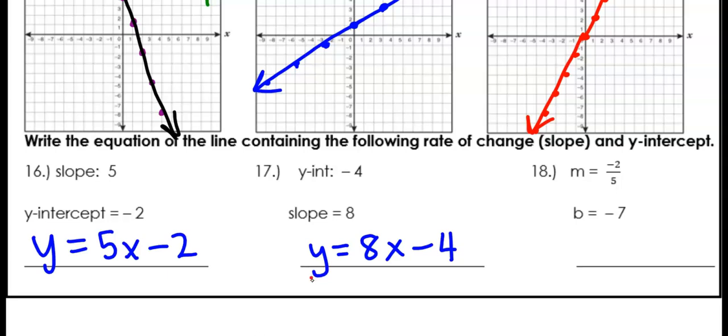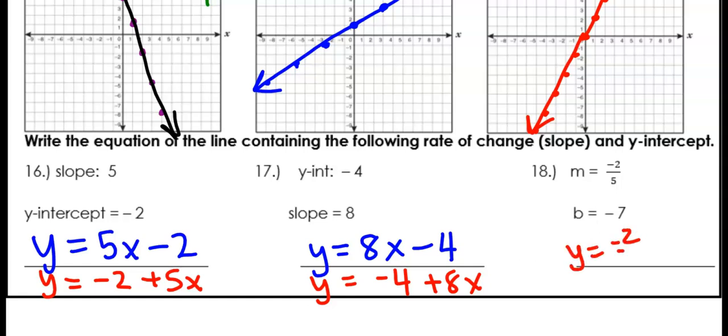Feel free to reverse these sentences, as long as the 8 is the coefficient of x. You could reverse this one as well. And be careful of the signs. For the last one here, the slope is -2/5. That gets the x. And the y-intercept is -7.